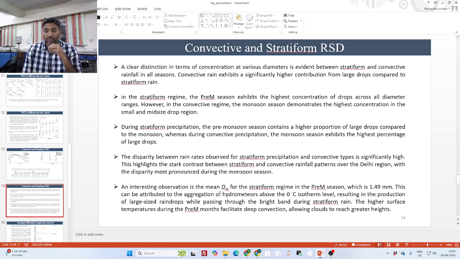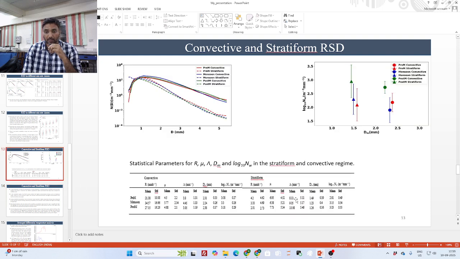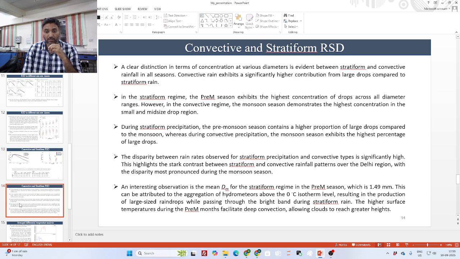An interesting observation is that DM for the stratiform region in pre-monsoon is 1.49. As we can see here, DM is 1.49. Compared to the other two, it is very high. So in the stratiform region, we are getting very large drops in the pre-monsoon season.